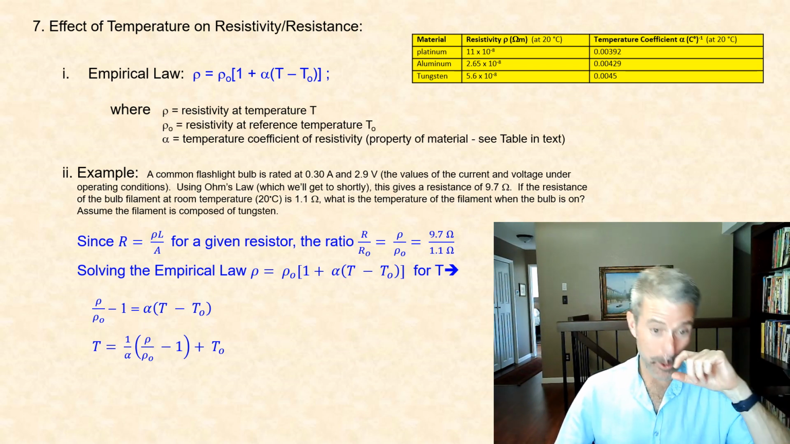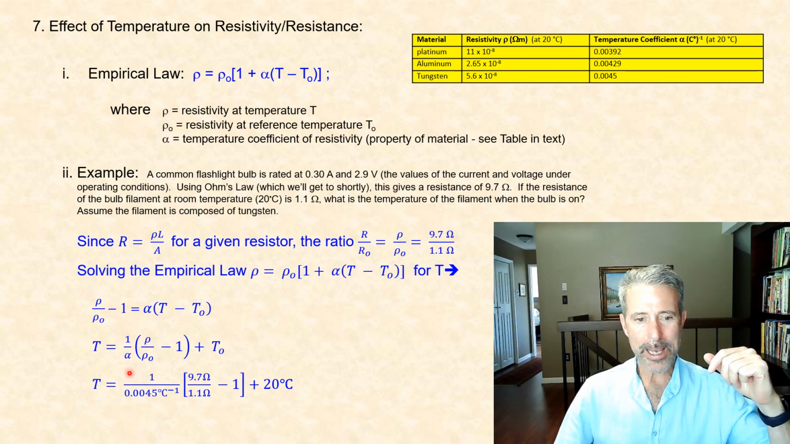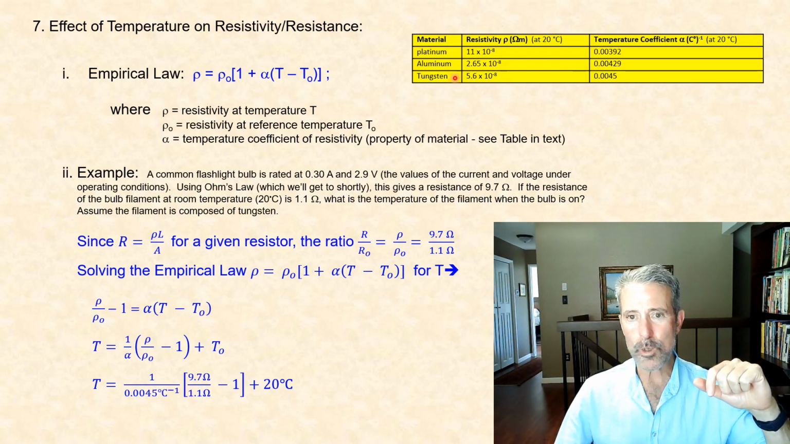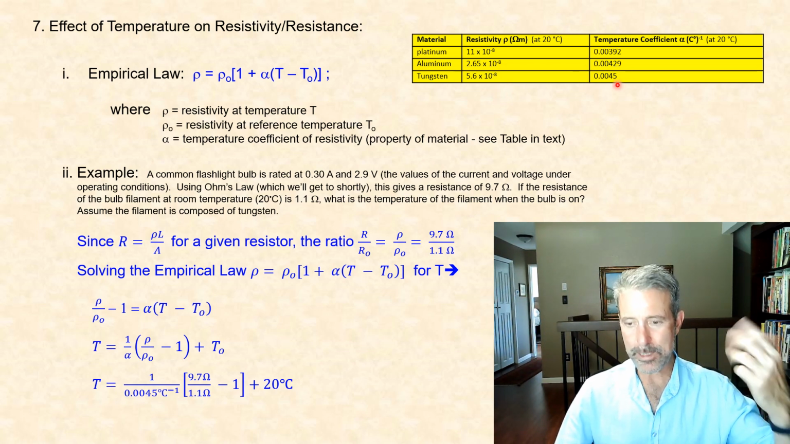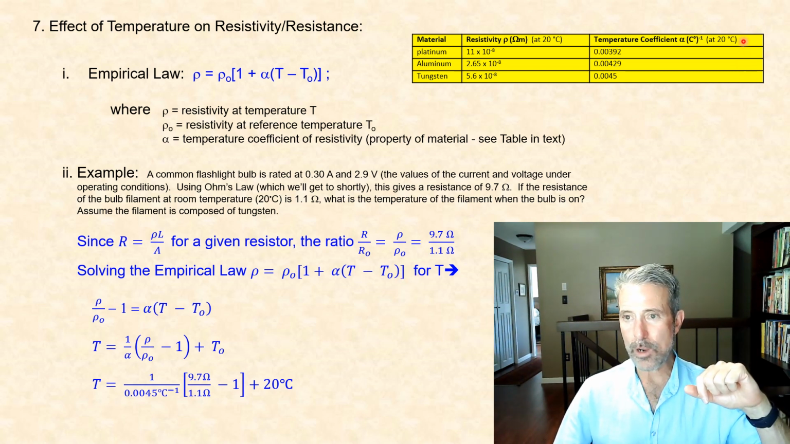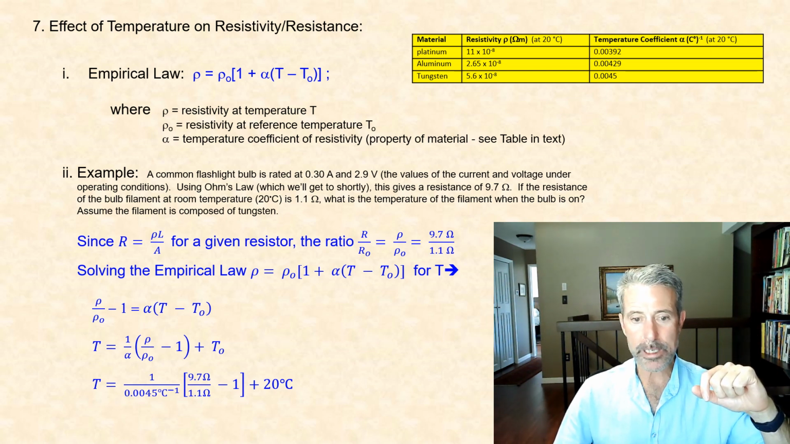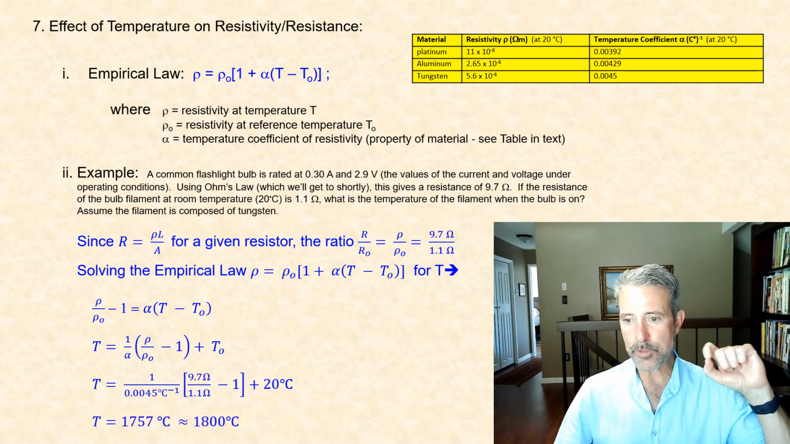All we have to do now is to basically plug in these numbers. Remember alpha over here, this value is given to us in the table for tungsten here, 0.0045 in SI units. This ratio of resistivities at operating temperature to reference temperature, we said, is the same as for resistances, so we've got that ratio. We subtract a 1. We add T naught, the reference temperature here, which we get from our table is 20 degrees Celsius. Given that, we plug this all in, we do the number crunching, and we come up with this value for the temperature of that filament at its operating temperature.